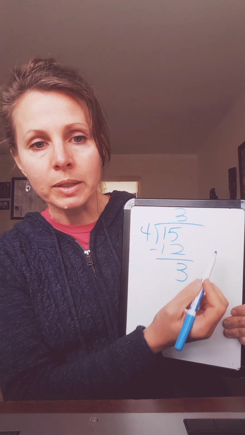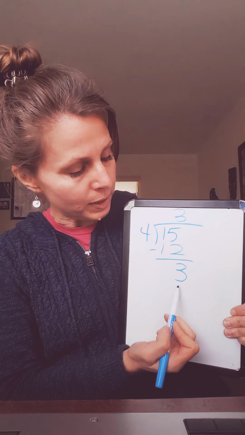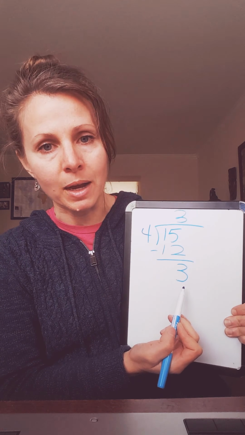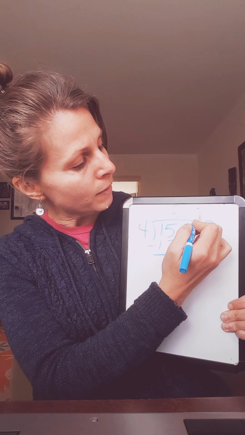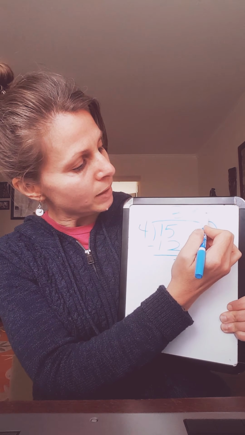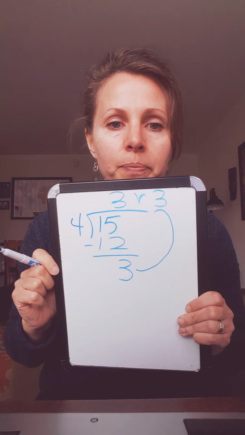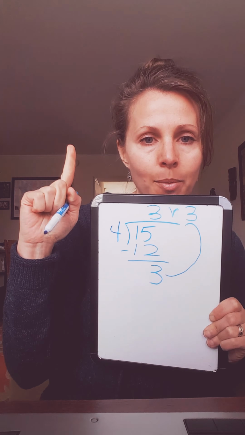The remainder is a part of the quotient, so if you leave it down here, your answer is not correct. You have to bring the remainder up, write the R for remainder, and put it with the quotient up top, okay? That's step 1.